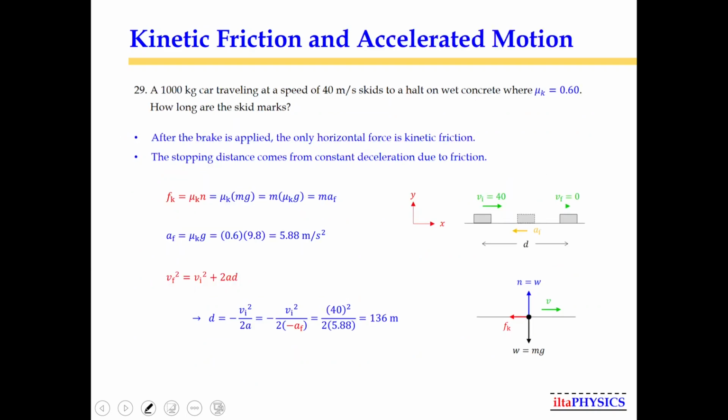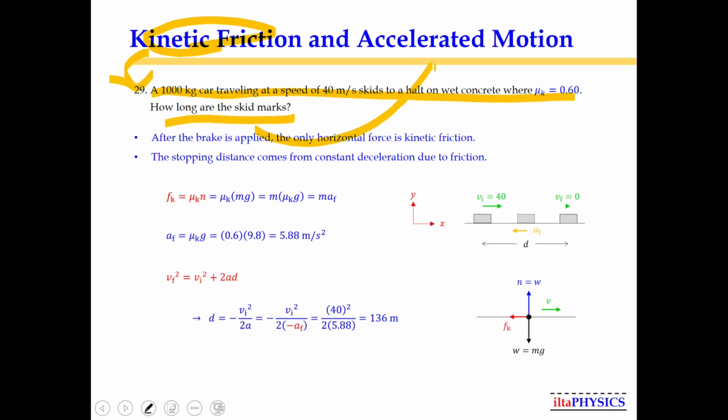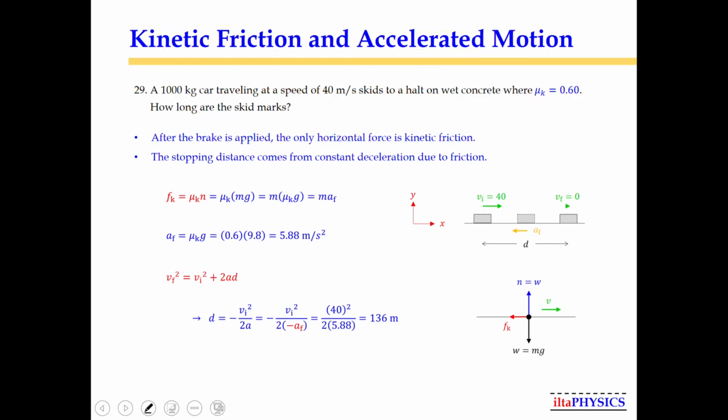Problem number 29 is a type that combines friction with accelerated motion. A 1,000 kilogram car is driving at 40 kilometers per hour on a wet road with a coefficient of kinetic friction of 0.6. When the driver hits the brakes, we need to find the distance it takes to come to a complete stop. The first part of the problem describes kinetic friction, and the second part asks about displacement or distance in accelerated motion. This is a great problem because you need to connect these two concepts using frictional acceleration.